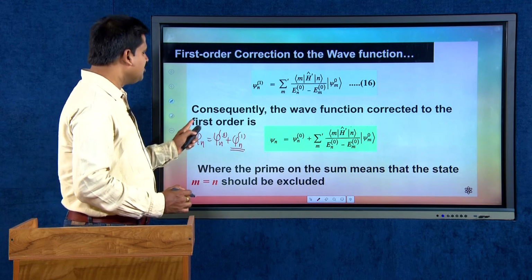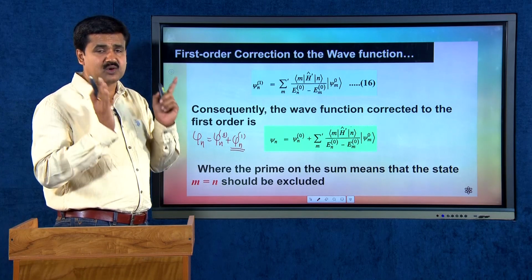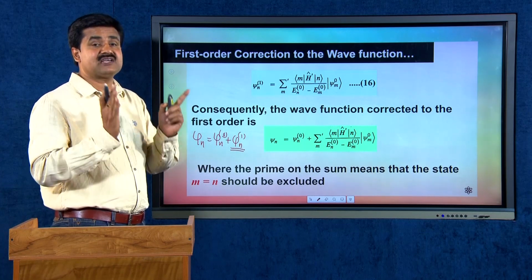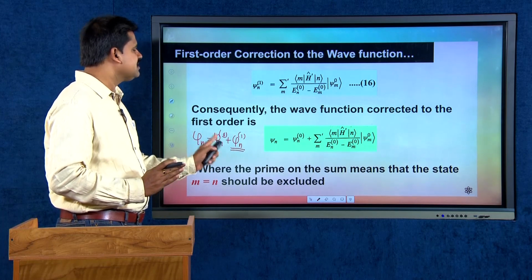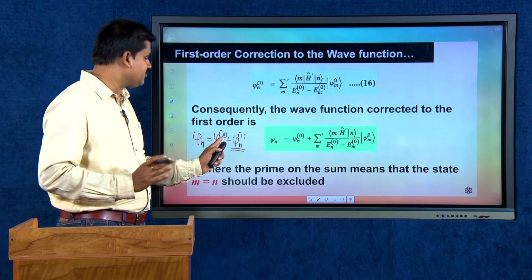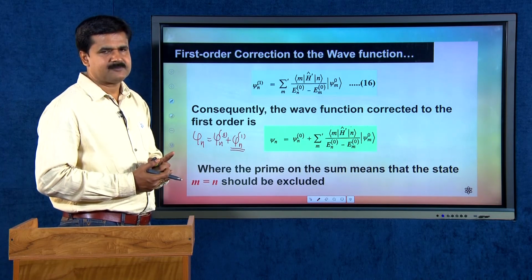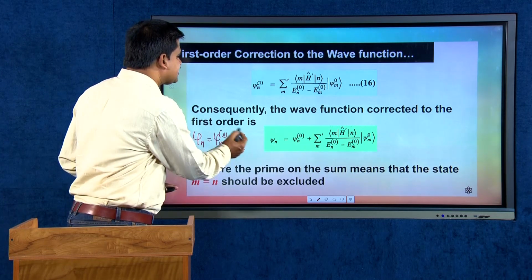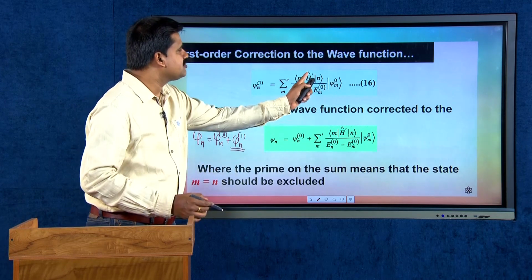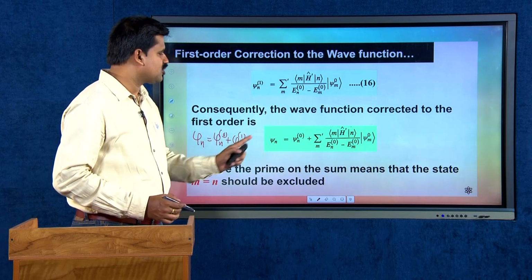So, the wave function of the quantum mechanical system after first order correction is psi n equal to psi n 0, unperturbed wave function, plus first order correction to the wave function. So, this about the expression, and here psi n 1 is replaced by this parameter. So, we are getting the final expression after first order correction.